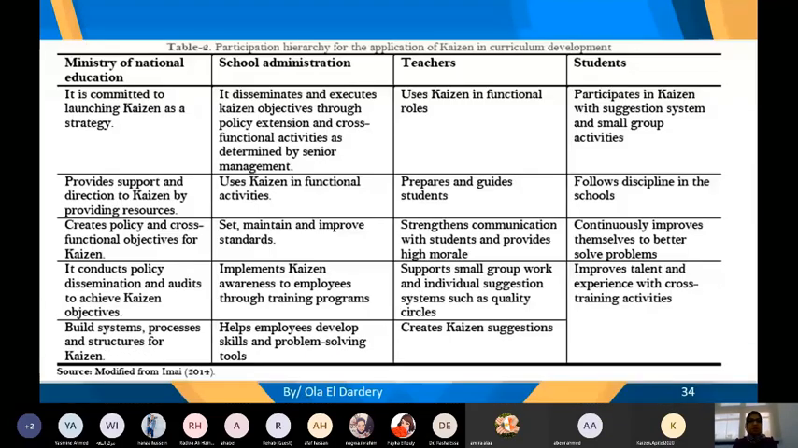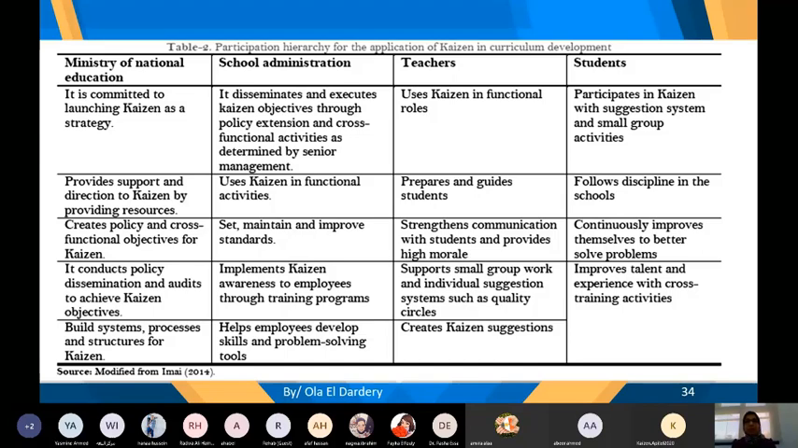And the final part is the students. How do students participate in the Kaizen process? The students participate greatly by making suggestions, by making small groups of improvement, by committing to what they suggest. So they can't just suggest an improvement and then walk away. No, they have to commit to what they said they want to do and achieve it.